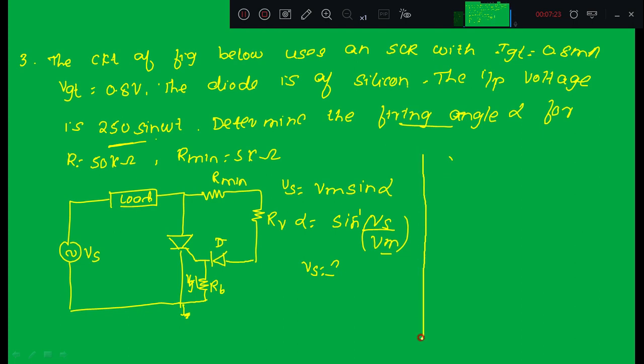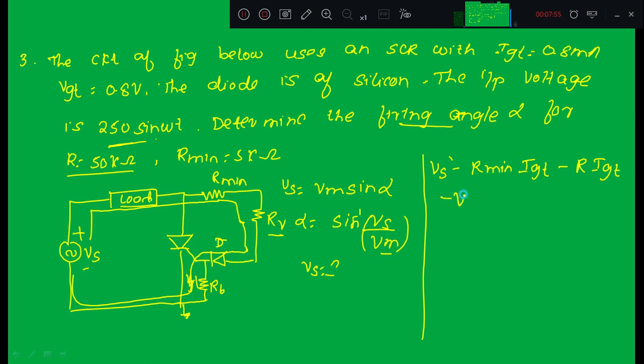So to find Vs, again apply KVL. From here, Vs minus R minimum into Ig, minus R into R, or this is RV, they are equal, minus Vd minus Vgt equal to 0. So Vs minus R minimum into the gate current IGT, minus RV or R into IGT, then the diode will come, minus Vd minus Vgt is equal to 0. So I am supposed to calculate Vs.